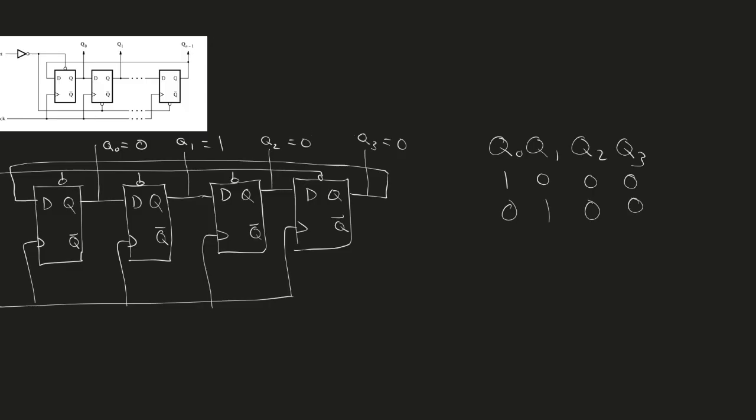Okay, so it looks something like this. We clock it again, so this moves to here. So Q0 is 0. This 0 moves to Q1, so Q1 is 0. This 1 moves to Q2. And then this Q2 value moves to Q3. Okay, and then the circuit looks something like this.